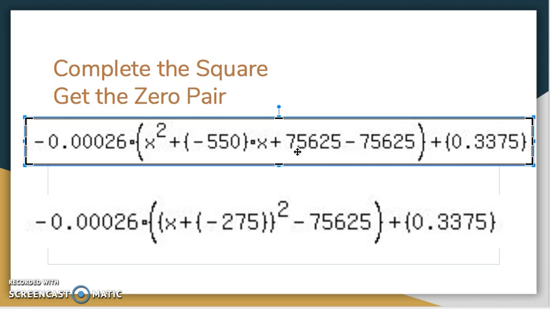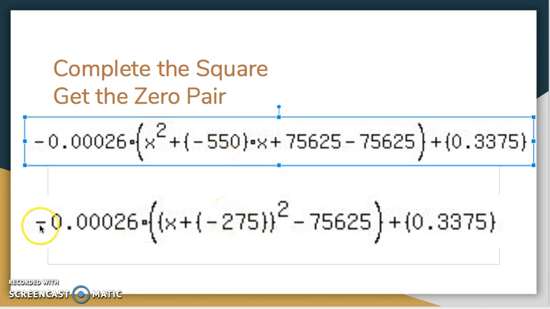Now this is how the equation will look like. This, and then we complete the square. So we take out x and we take out negative 275. So we take the square root of x squared and half of 550, like we divide it by 2. And then this is how it should look like. And then we put brackets in.